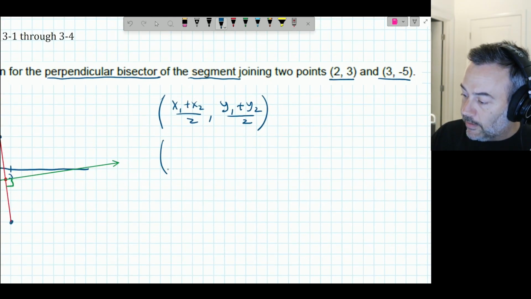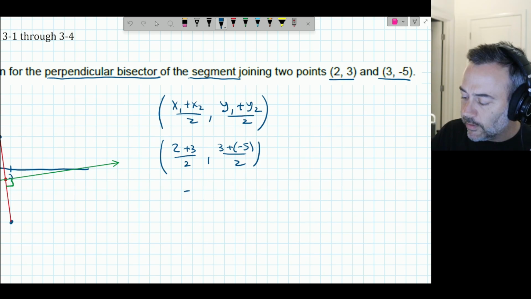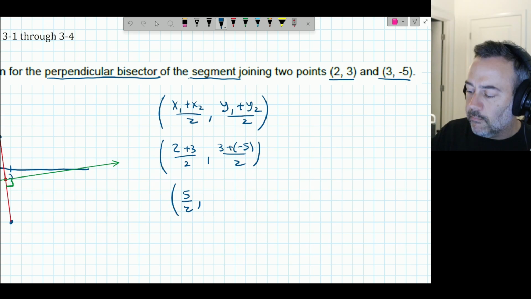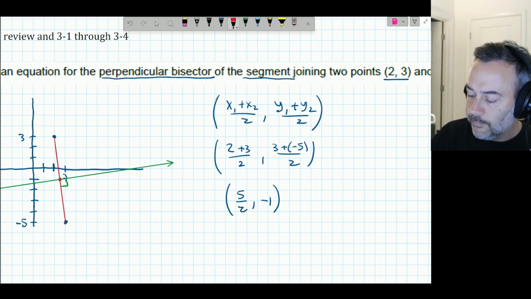And we get 2 plus 3 over 2, and 3 plus -5 over 2. So the midpoint is 5/2, comma, 3 minus 5 is -2, so this is -1. So the coordinates of that midpoint are 5/2, comma, -1.